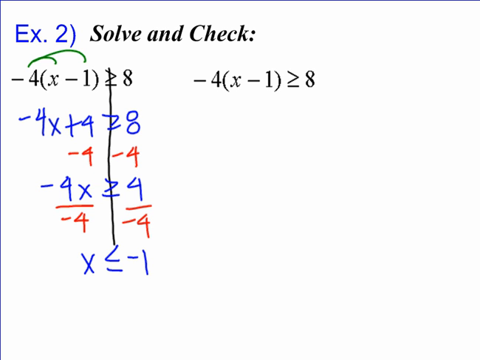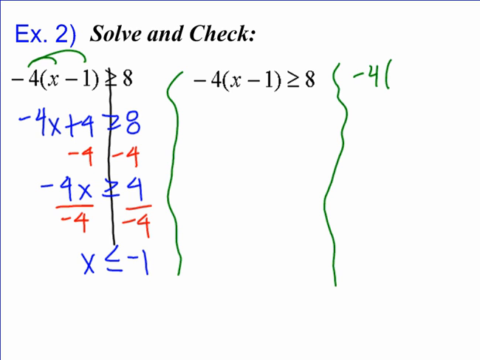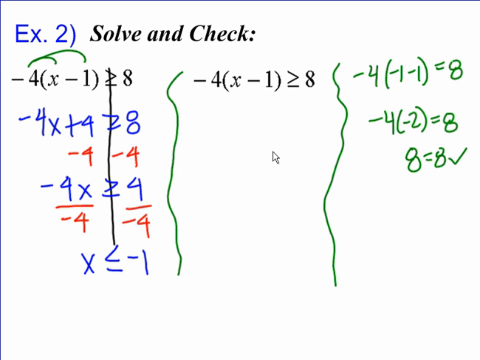Okay, I'm going to see if I can show you another way before we check. Or let's check. I'll flip over here and check. So negative 4 times negative 1 minus 1 equals 8. Remember, we're going to put an equal sign in. So a negative 1 and a negative 1 is a negative 2. And a negative 4 times negative 2 is positive 8. We'd have to do the check either way that we were going to solve it.